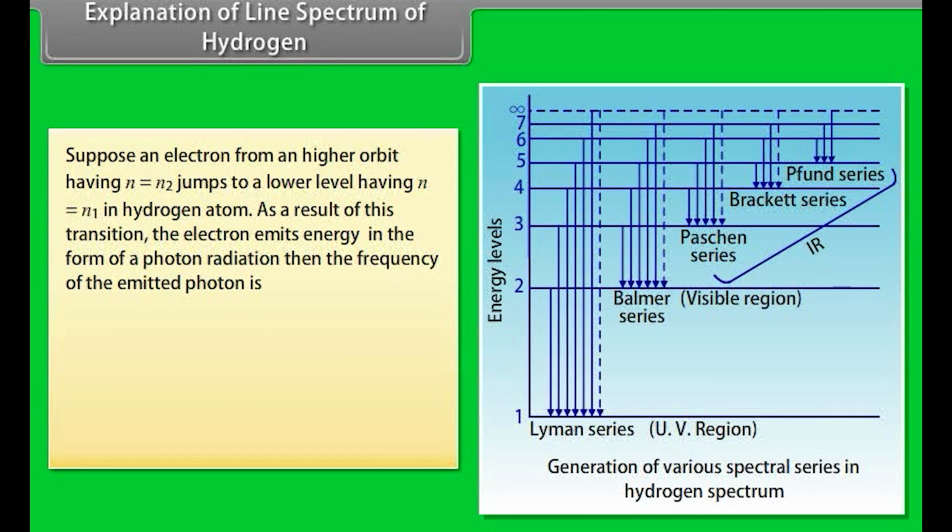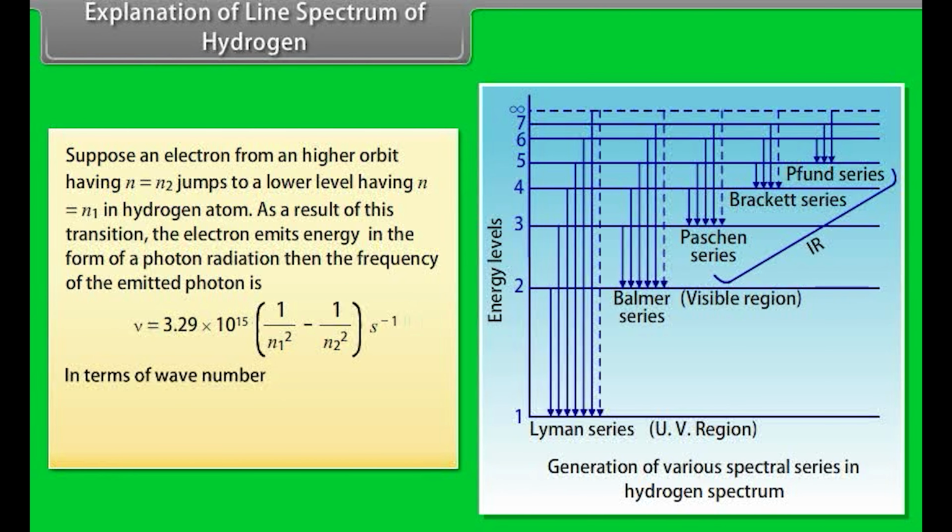Suppose an electron from a higher orbit having n = n2 jumps to a lower energy level having n = n1 in hydrogen atom. As a result of this transition, the electron emits energy in the form of a photon radiation. Then the frequency of the emitted photon is ν = 3.29 × 10^15 × (1/n1² − 1/n2²) per second. In terms of wave number, it is 109677 × (1/n1² − 1/n2²) per centimeter.